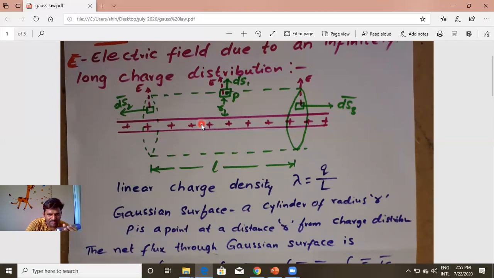But only the horizontal component of the electric field works, and the vertical component due to this charge is cancelled away by the vertical component of this charge. Moreover, all the charge is symmetrical to this point, where every point situated at a distance of r is symmetrical with this length of wire. So everywhere we find the electric field intensity direction is the same. This is the direction of electric field intensity here.